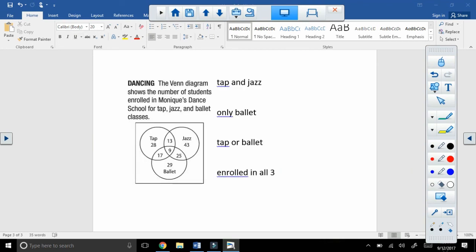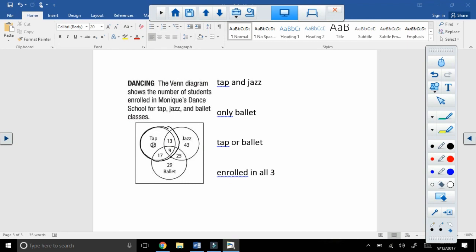Okay, and then this section, the last thing is looking at some Venn diagrams. I know that you've done Venn diagrams in the past. Some of them will have just the 2 circles. This one here has the 3. So I'll do one that's more complicated with you. So it says a Venn diagram shows the number of students enrolled in Monique's dance school for tap, jazz, and ballet classes. So this circle here includes all the kids that do tap.